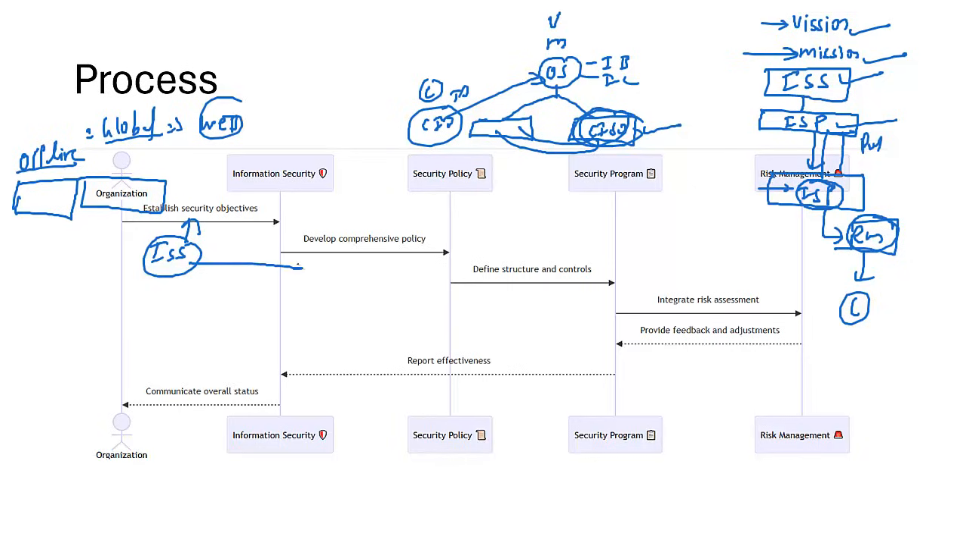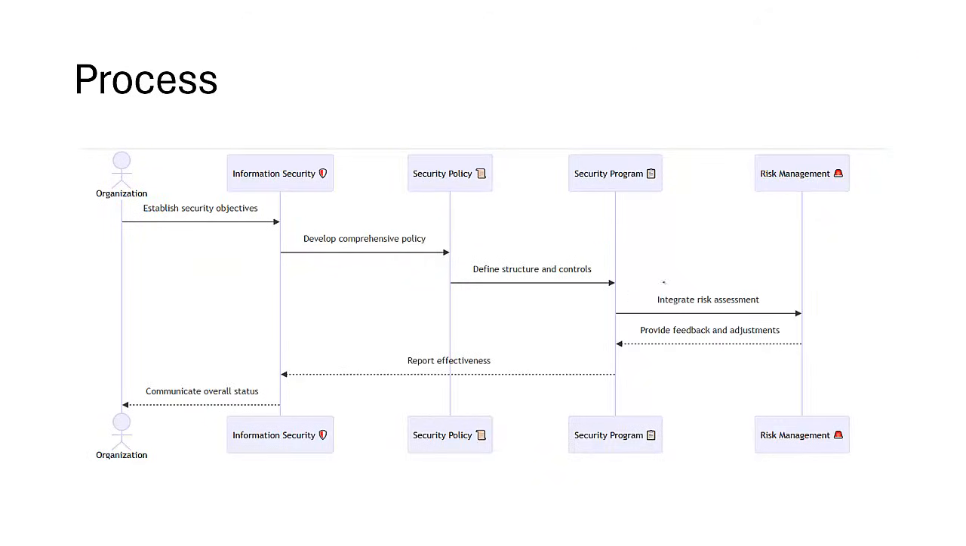And based on that security strategy, we develop the comprehensive policy. That is where we have a security policy. Policy talks about the controls, and those controls are part of a program. Can you see that? Program. And the program will be implemented with the help of risk management.